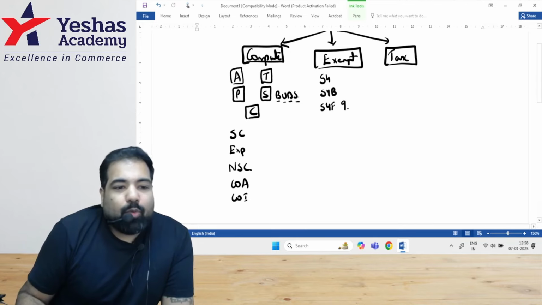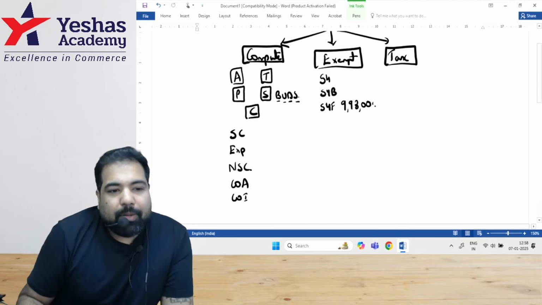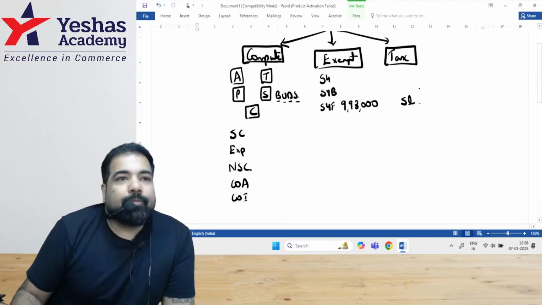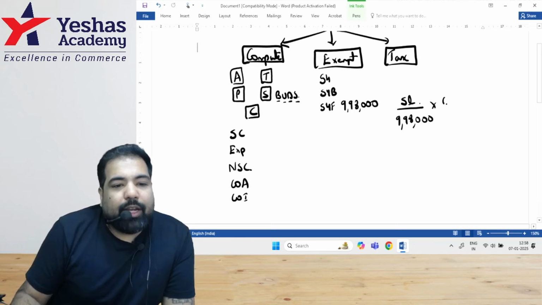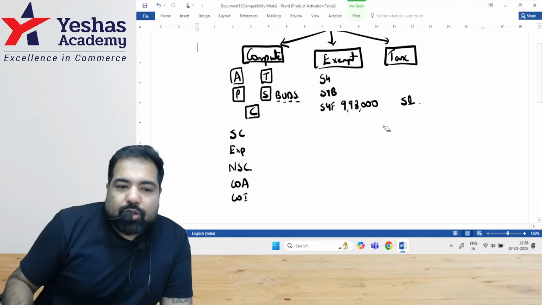Example, guys, I had to invest 9 lakh 98,000, but I only invested 5 lakh. Then 5 lakh divided by 9 lakh 98,000, into your gain, only that much will be allowed as a deduction. Are we okay with this, guys?